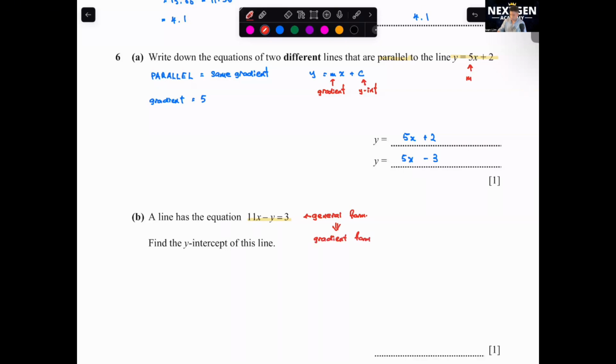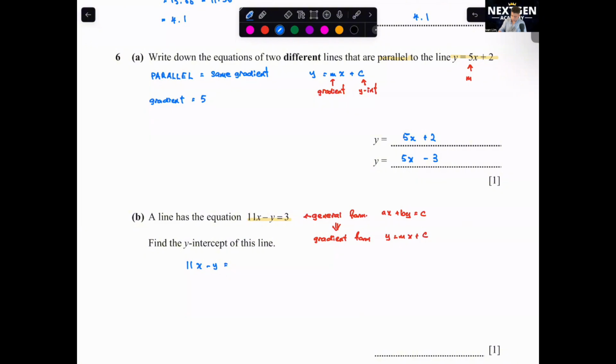General form means something like ax plus by equals c, or ax plus by plus c equals 0. So it's x power 1, y power 1. So they will be equal to a straight line equation. Gradient form, we want to change it to y equals mx plus c. Can change or not?